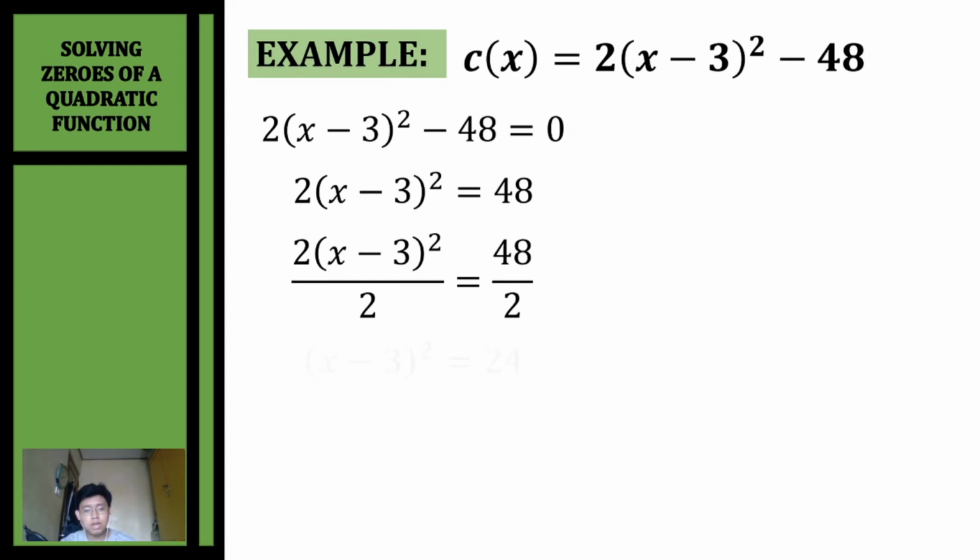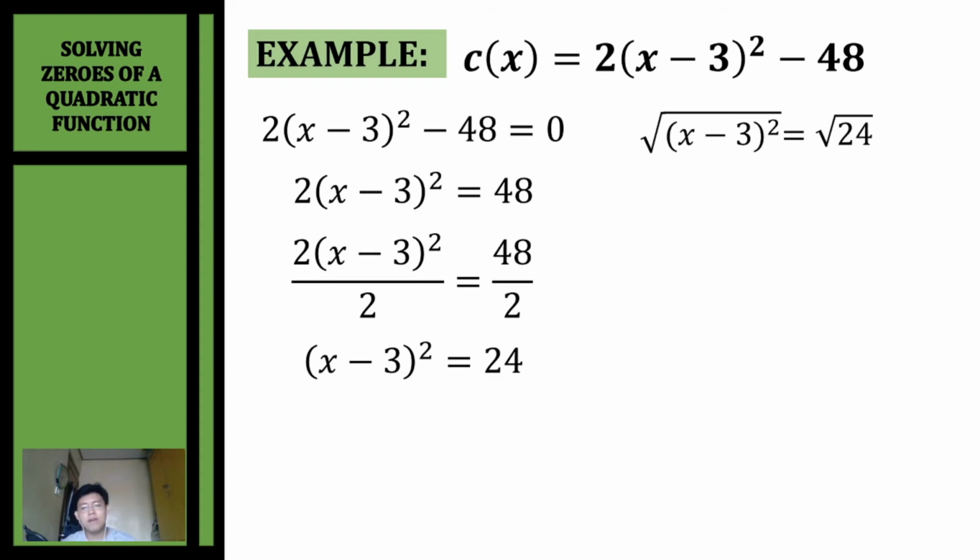So dividing both sides by 2, we will have the square of the difference of x and 3 is equal to 24. Then from there, we can now remove the exponent by getting the square root of both sides. So finding the square root of 24, we will have plus or minus 2 square root of 6. Again, we will get the positive root and the negative root of the square root of 24. We transfer negative 3 to the other side of the equation in order for us to isolate our variable x. So we will have x is equal to 3 plus or minus 2 square root of 6.